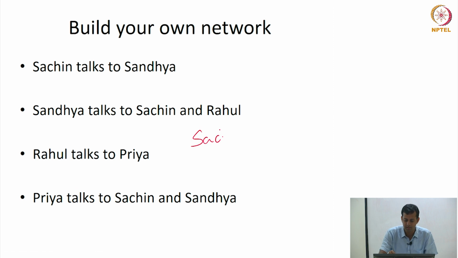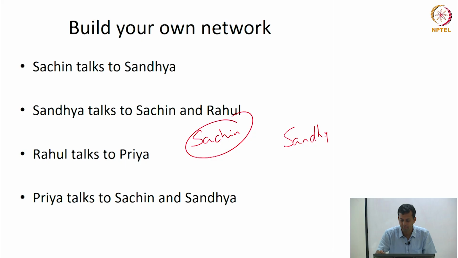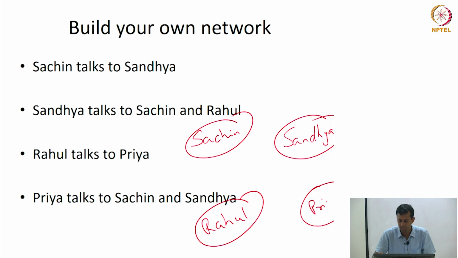You could say, okay, here's Sachin, here's Sandhya, and here's Rahul, and here's Priya. Okay, so Sachin talks to Sandhya, which means Sachin sends information to Sandhya, so I'll mark that with an arrow. Sandhya talks to Sachin and Rahul, so there's a two-directional arrow between Sandhya and Rahul. Rahul talks to Priya. Notice that boys only talk to girls and girls only talk to boys. And Priya talks to Sachin, and to Sandhya.